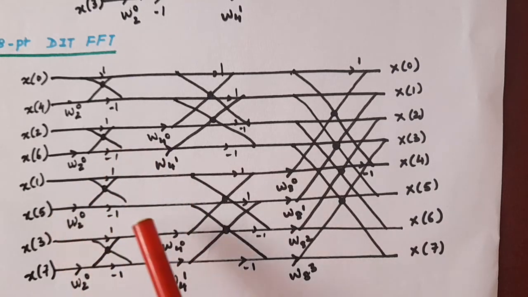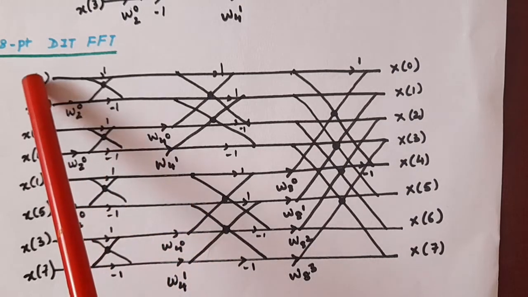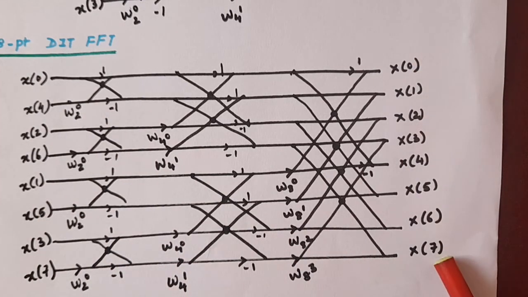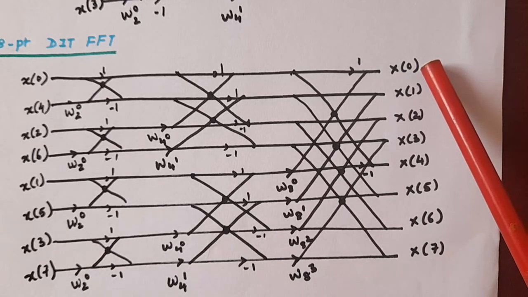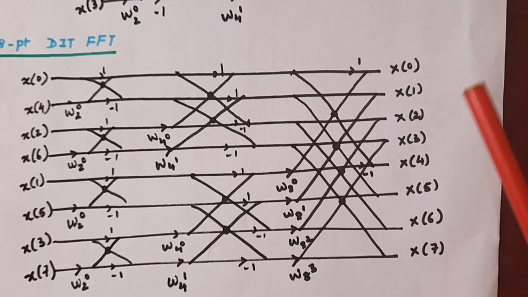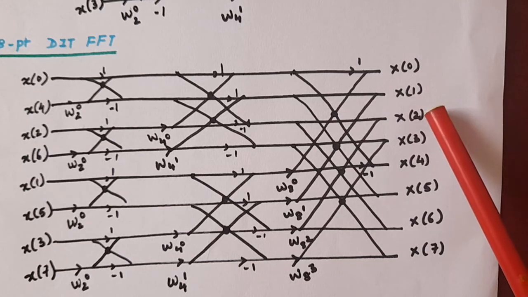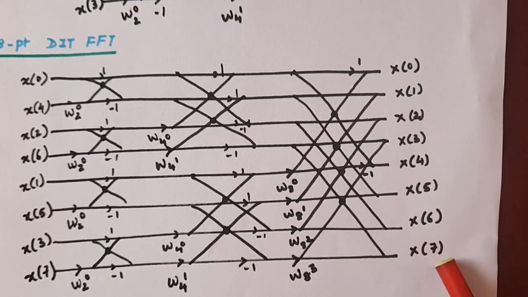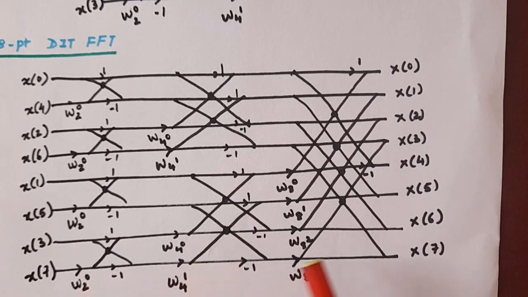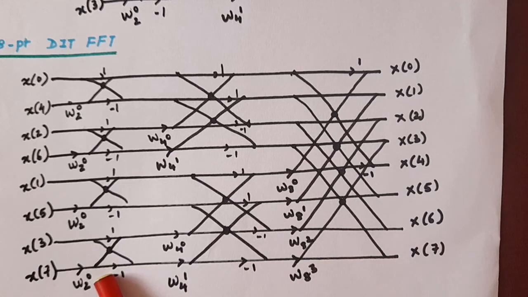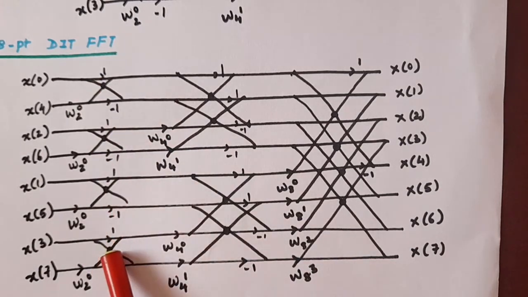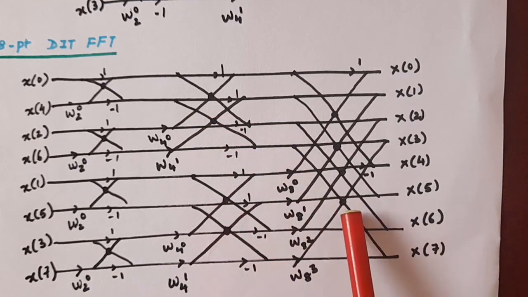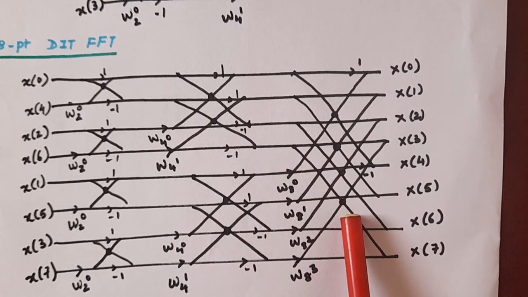It is having 3 stages. Input is in the bit reversal order and output is in the natural order. 8-point means x of 0 till x of 7: x of 0, x of 1, x of 2, x of 3, x of 4, x of 5, x of 6 and x of 7. It is having 3 stages. The first stage is having 4 sets of butterflies. Second stage is having 2 sets of butterflies. Third stage is having 1 set of butterflies.